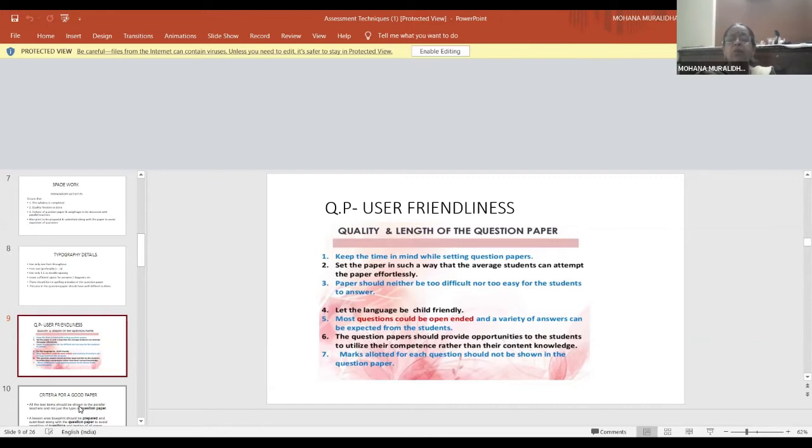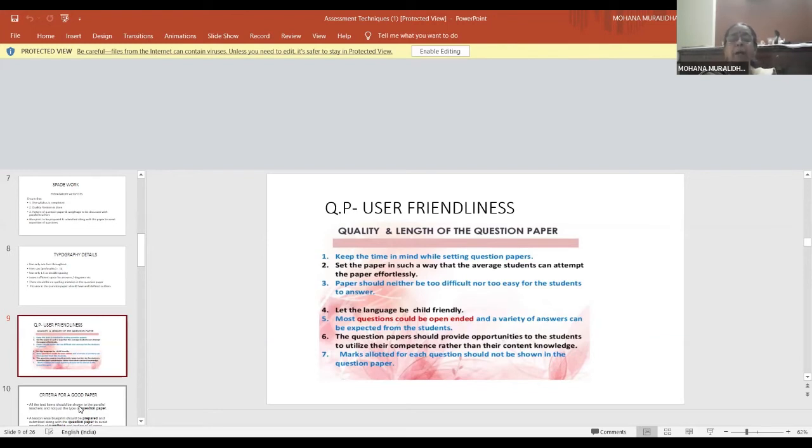Then set the paper in such a way that the average students can attempt the paper effortlessly. எப்போதுமே பேப்பரை செட் பண்ணும்போது அப்படியே ஹை லெவல்ல क्वेश्चंस கொண்டு வந்தோம்னா the average and below average students will find it very difficult to compete with the others. So when we set the paper, you should set it in such a way that the average students can attempt the paper. Don't bother about below average, don't bother about above average. An average child should be in a position to make an attempt at the paper without putting in much effort. Effortlessly, the child should be able to perform well.